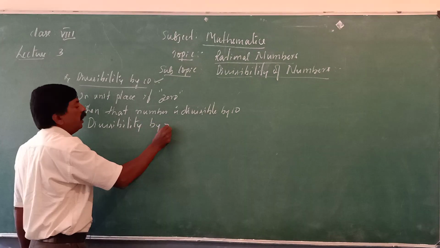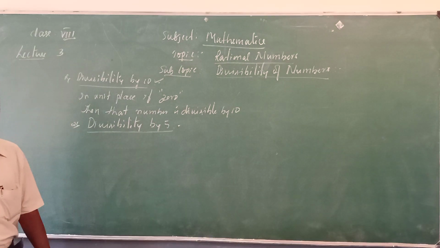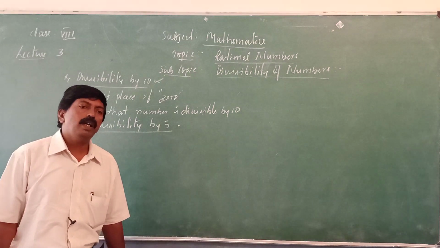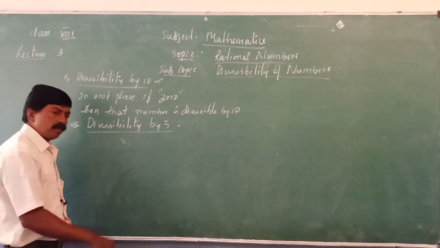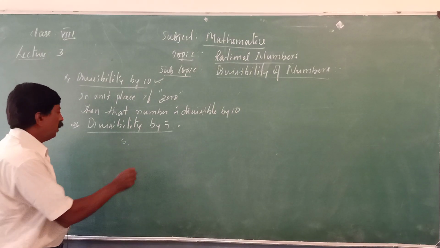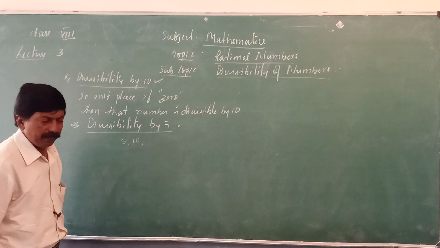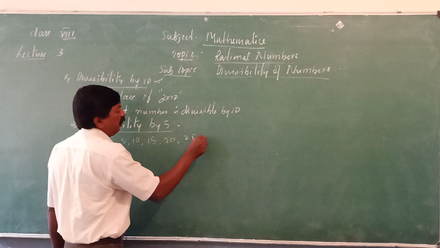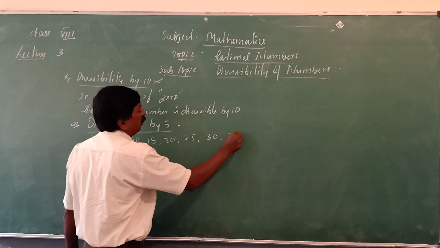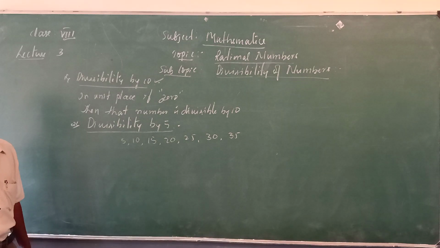Next, divisibility by 5. Yes, a very interesting one. Which are all the numbers divisible by 5? You can think about it. Yes, 5 divides 5. 10 is divisible by 5. It means multiples of 5: 15, 20, 25, 30, 35. These are all the numbers which are divisible by 5.